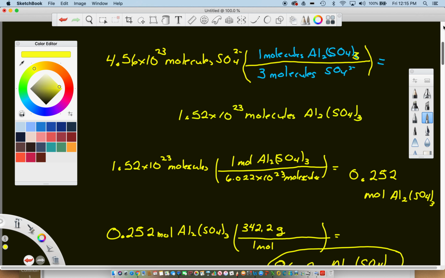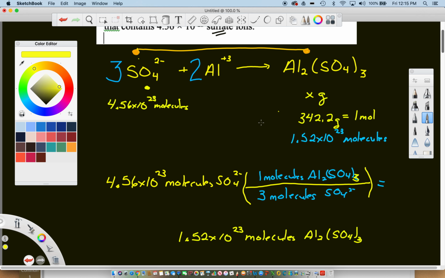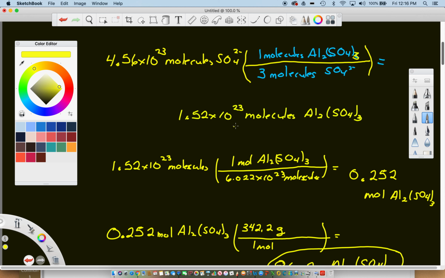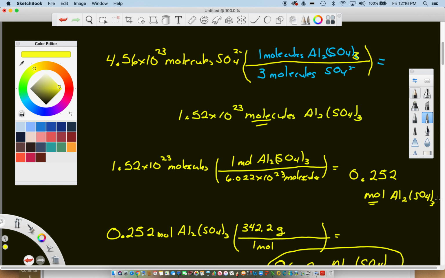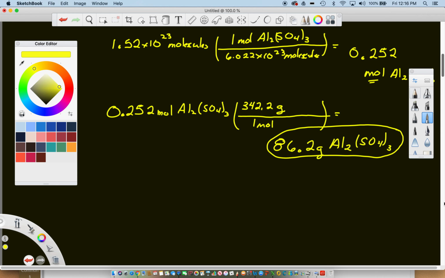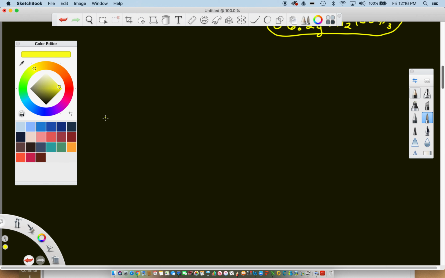Well, let's see if we can work it a little bit different. So what did we do? We found molecules of aluminum sulfate in this method. Then we convert molecules to moles. And then we use the molar mass to convert moles to grams. So let's do this another way. So another method. There's going to be more than one way to do a lot of these problems.